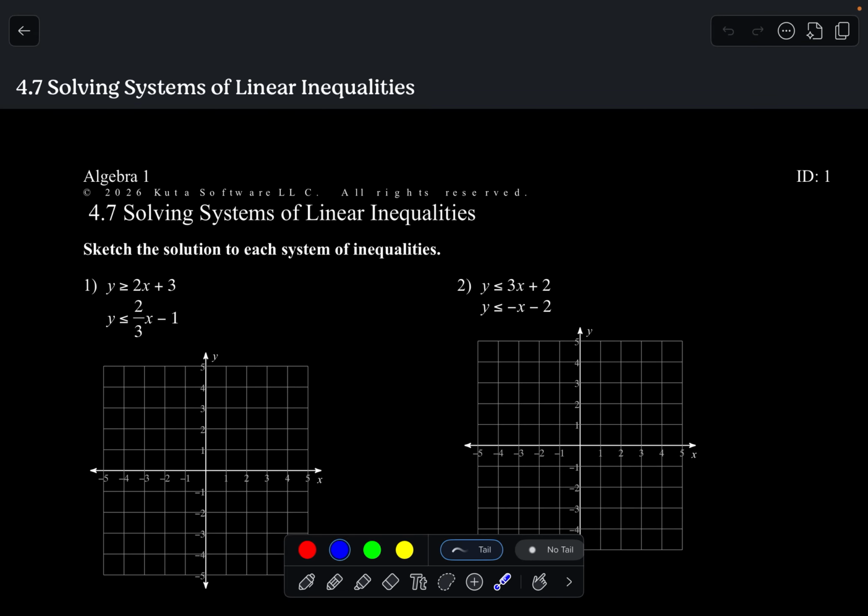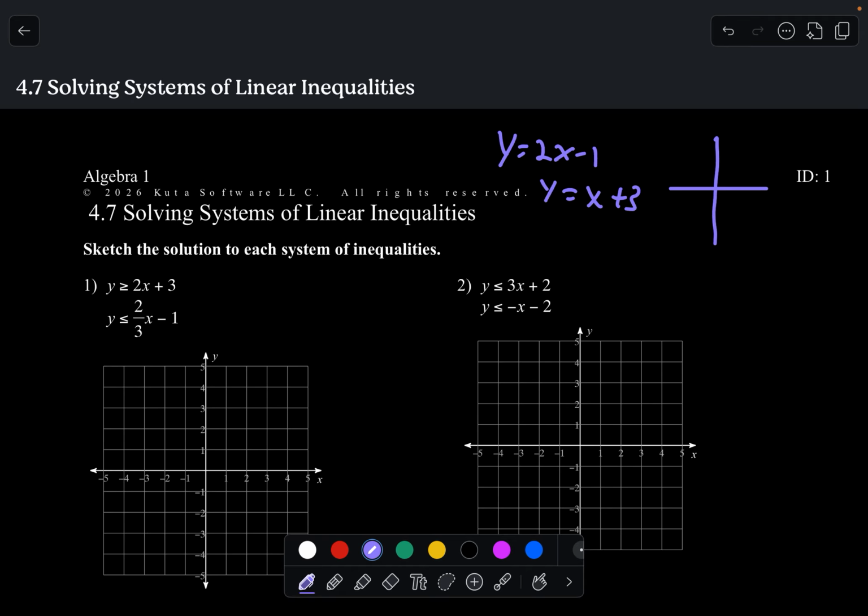Solving systems of linear inequalities is the same thing, but now, just like when we had to solve a system of linear equations, like y equals 2x minus 1 and y equals x plus 3, you would graph both lines and see where they cross and call that the solution.